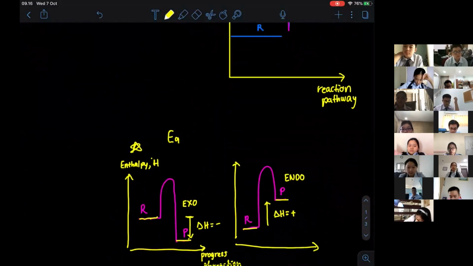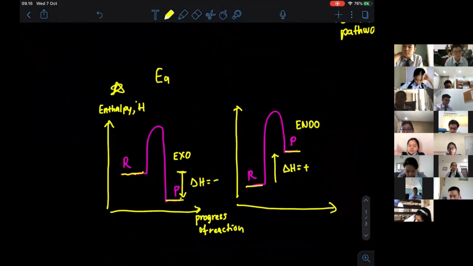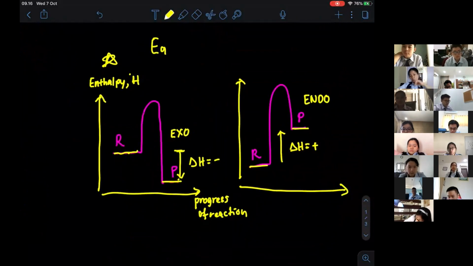But I want to highlight which one is the activation energy. Before that, let's find out more about what is meant by activation energy. Ashley, can you tell me what is activation energy?